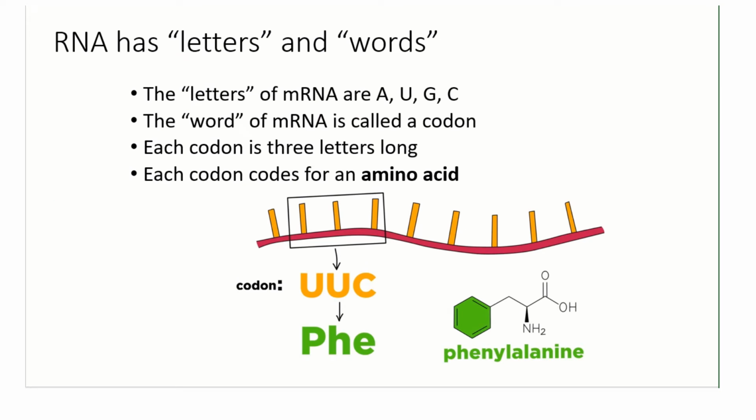So RNA has letters and words. The letters of mRNA are A, U, G, C. Just went over that. And the words of mRNA are called a codon. Each codon is 3 letters long, and each codon codes for an amino acid. So here we've got U, U, C, which is our codon, and it codes for phenylalanine.